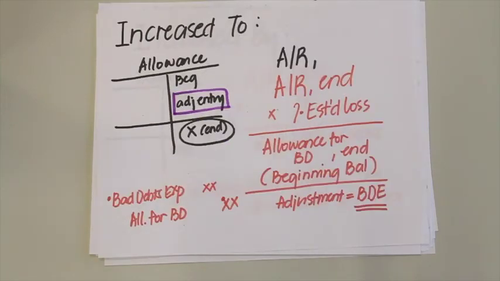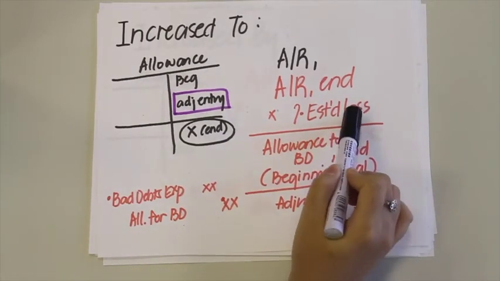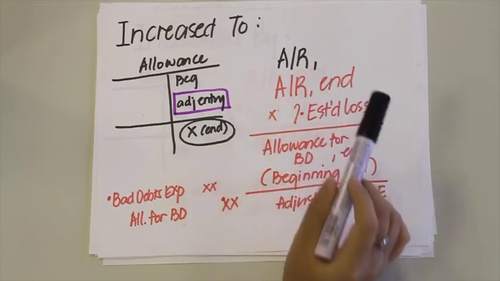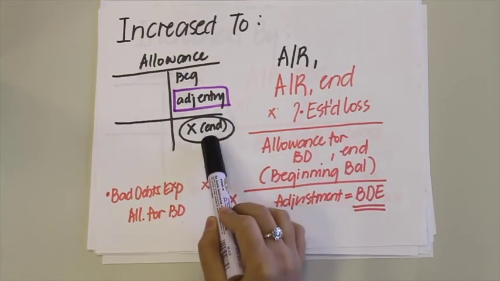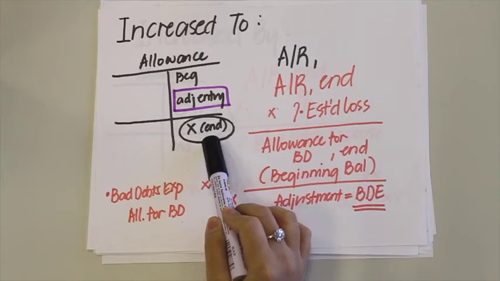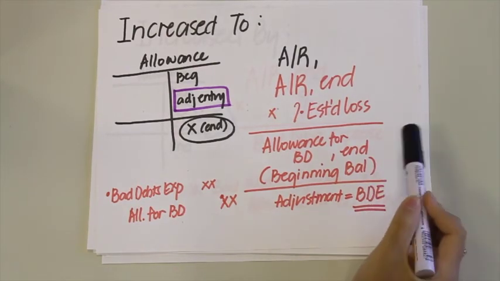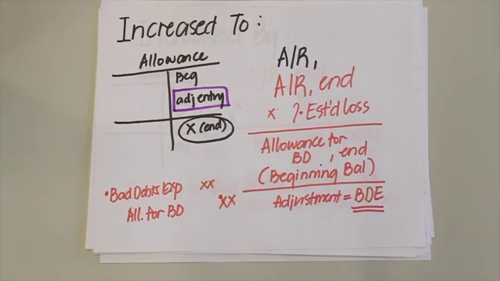Under an increased to scenario, multiplying the rate by the ending balance of the accounts receivable would give you the target ending balance for the allowance for bad debts for the period. Thus, to get the amount of adjustment for the period, you have to deduct the beginning balance from the amount computed. Again, the pro forma entry would still be a debit to bad debts expense and a credit to allowance for bad debts.